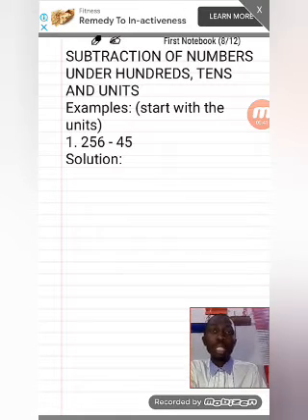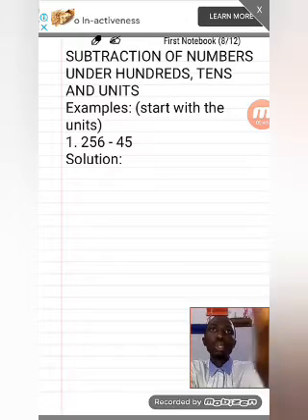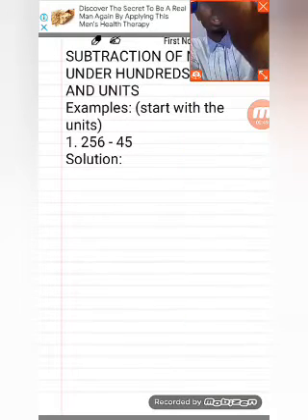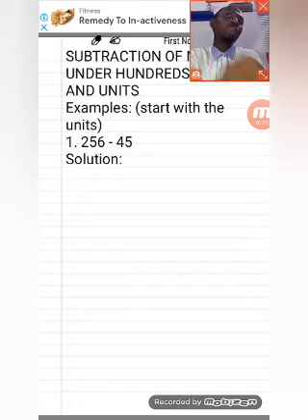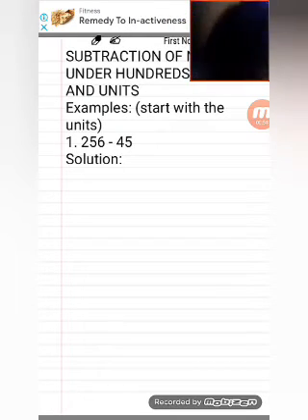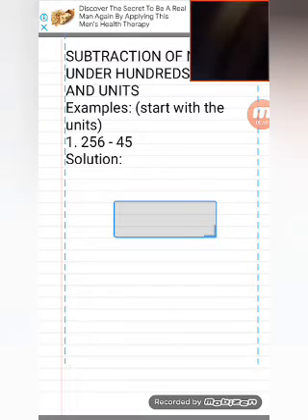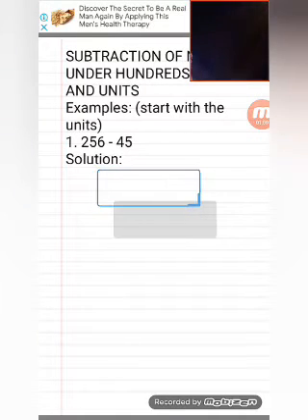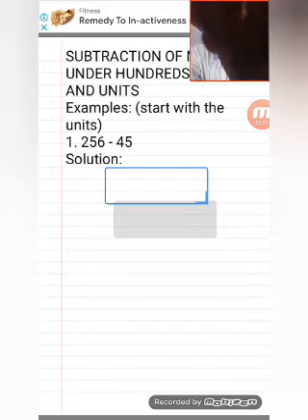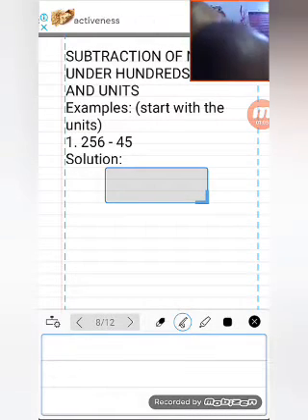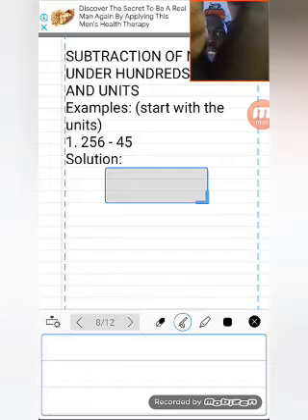The first example we'll be having today is 256 minus 45. That's like a two-digit number from a three-digit number. So let's break it out quickly. Let's start without wasting any time. Remember, we start by writing our place values. We start with the hundreds, which is H.